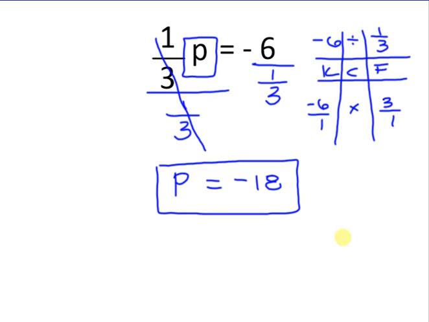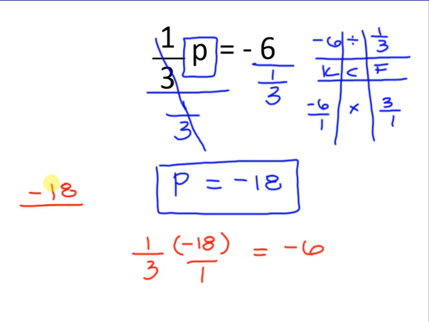And as always, check your answer. So we have 1/3 times negative 18 equals negative 6. Put that guy over 1. So let's see. 1 times negative 18 is negative 18. 3 times 1 is 3. And that simplifies to negative 6 equals negative 6. It works.